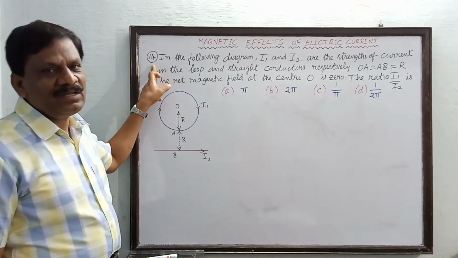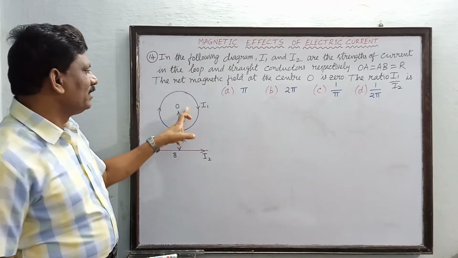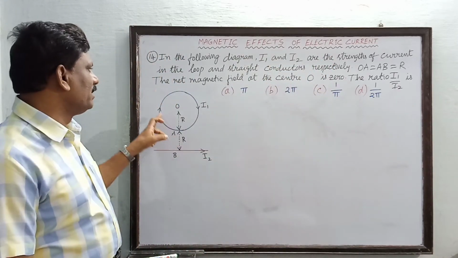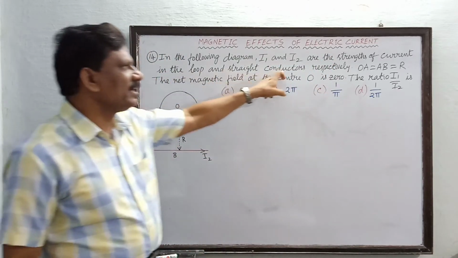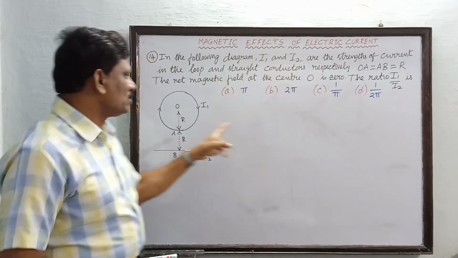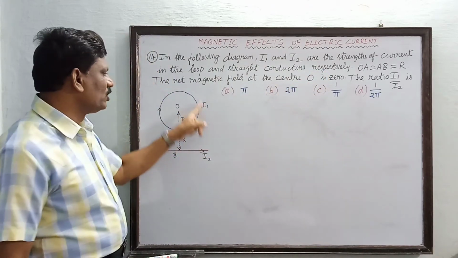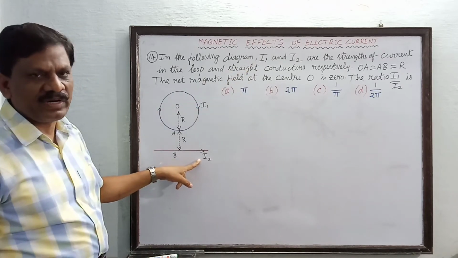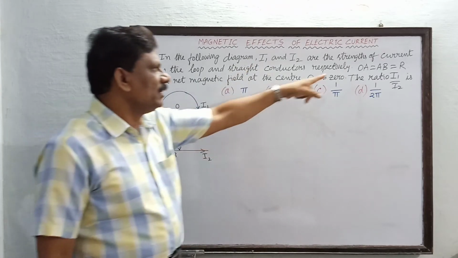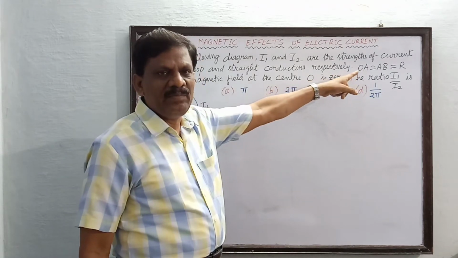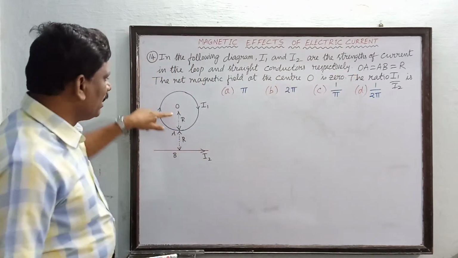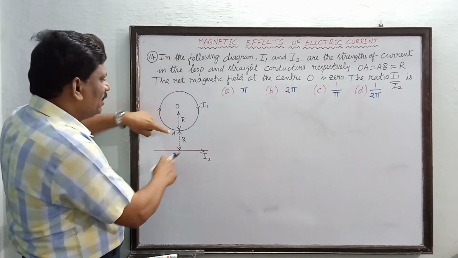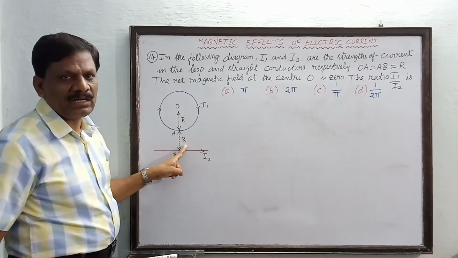Now problem number 14. In the following diagram, I1 and I2 are the strengths of the current in the loop and the straight conductors respectively. So I1 ampere is the current flowing through the circular loop and I2 ampere is the current flowing through the straight conductor. The distance OA is equal to AB, that is equal to capital R. So each is equal to R.